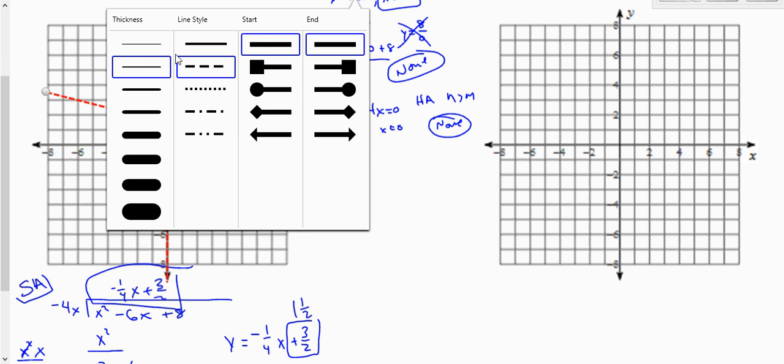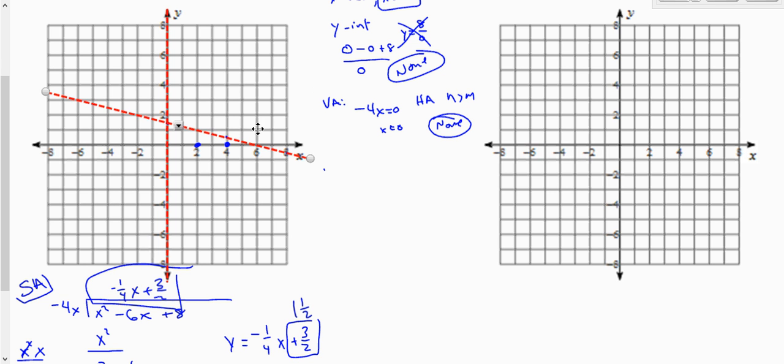Apparently I didn't have it selected. Okay, there we go. So you can see our 2 points here are underneath this slant asymptote on the right hand side of the vertical. I don't have any points on the left. So when I'm going to do my graphing and my testing, I will need to come up with a point over here. So let's go ahead and do that.